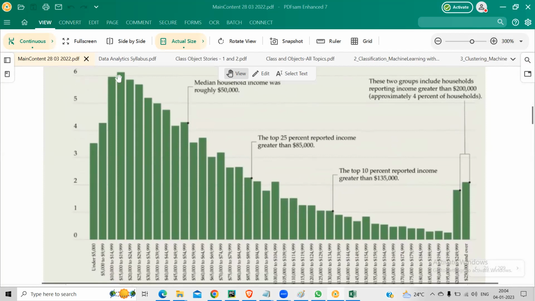Here it's mentioned median household income was roughly 50,000. Yeah, so see, this is your mode, right? Mode is the highest, so most of the households, that means most of the employees. Is this discrete data or continuous data?